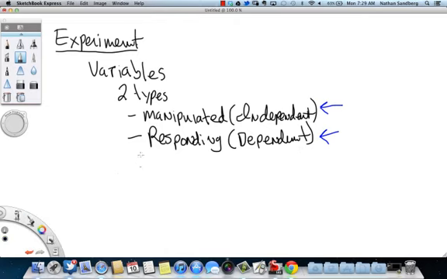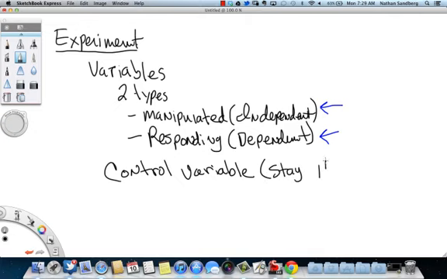There is a third type, which is called controls, control variables. Now control variables just stay the same. They don't change at all. You keep them the same as much as possible. You're helping control the experiment.